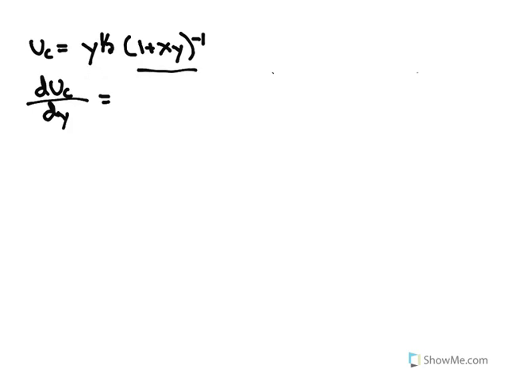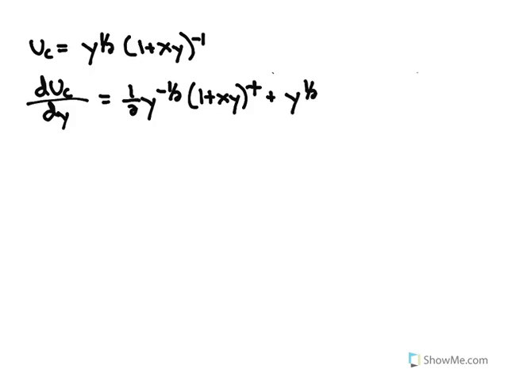They're on both sides, and so the product rule is that we take the derivative of the first term. So that means 1/2 times y to the minus 1/2. That's the derivative of that first term, and we multiply it by the second term, which is just (1 plus x times y) to the minus 1. But then we have to add to that the first term by itself, which is y to the 1/2, and we multiply that by the derivative of the second term.